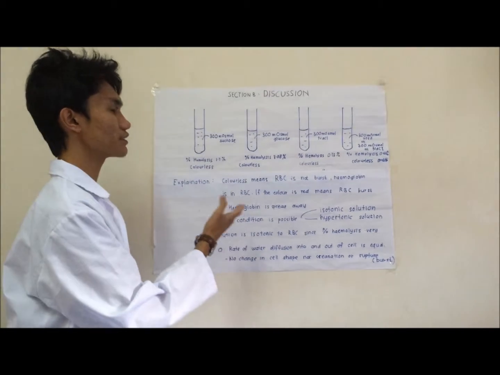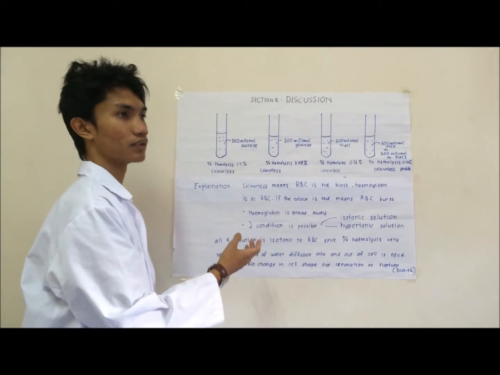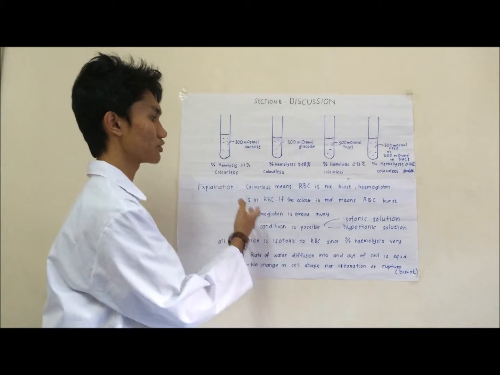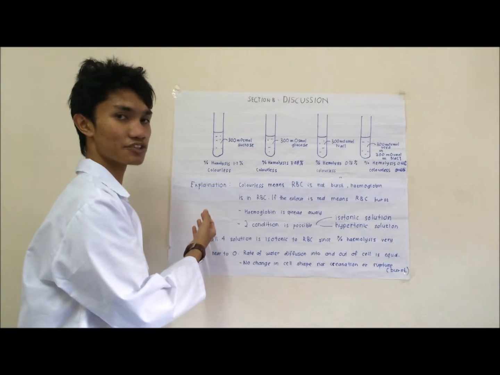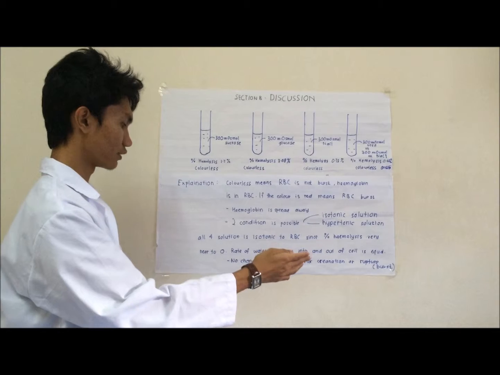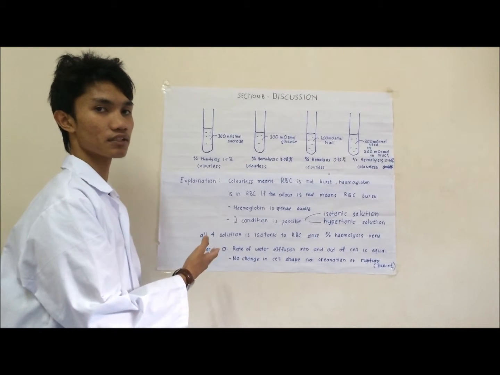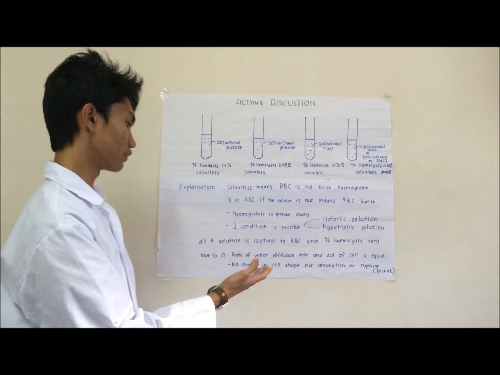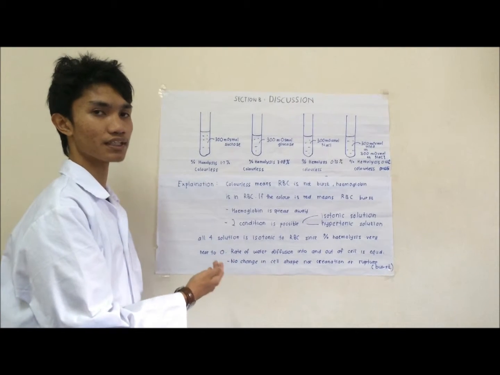The condition for this to happen is whether the red blood cell crenates or the red blood cell is in an isotonic solution. When it crenates, it means the solution is hypertonic. But in our case, since the percentage is almost equal to 0, the condition is isotonic, which means the rate of water diffusion between the ICF, intracellular fluid, and the ECF, extracellular fluid, is almost equal. No change in cell shape, no crenation, and no cell rupture.